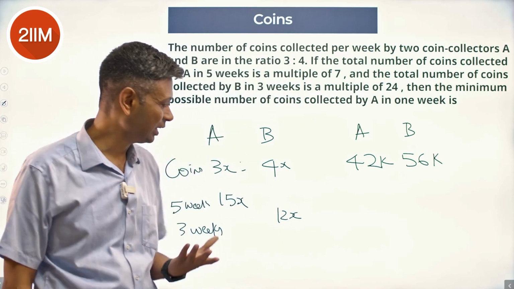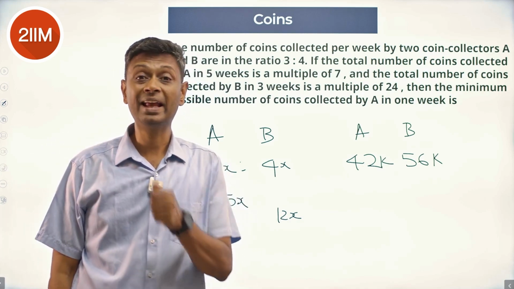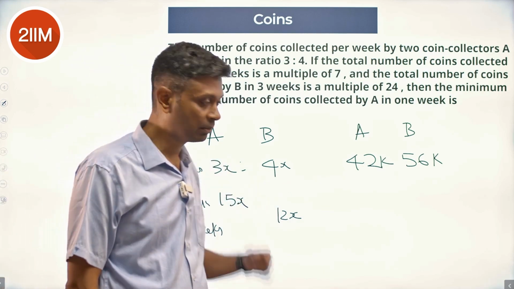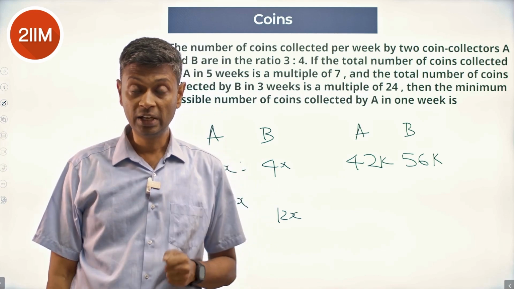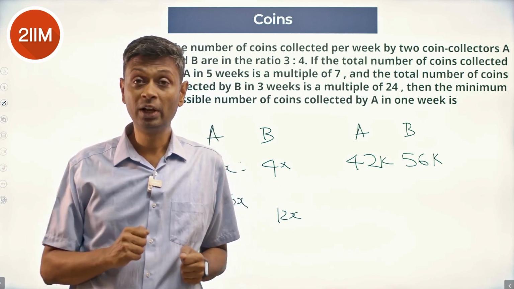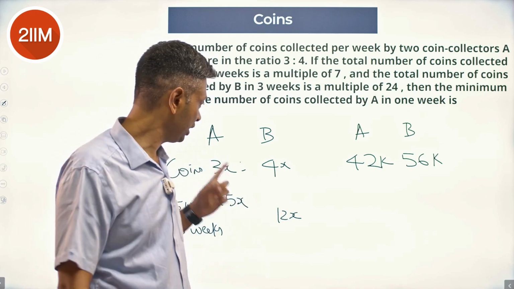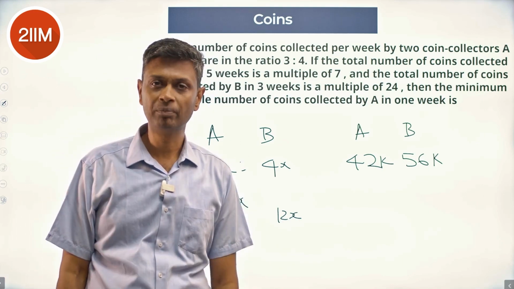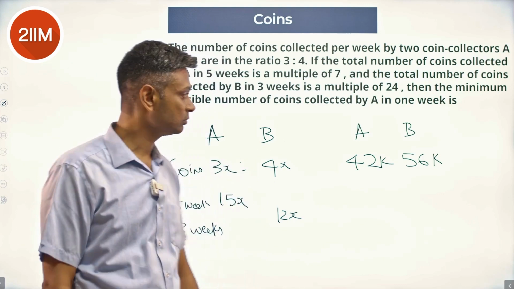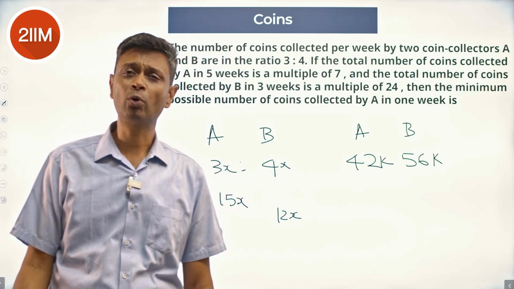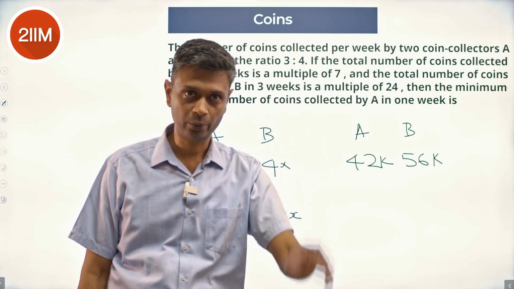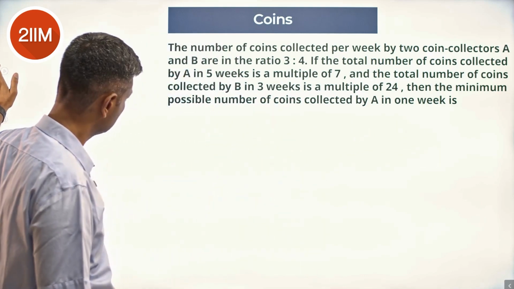What are we doing here? We're basically saying 15x is a multiple of 7, x is a multiple of 7. 12x is a multiple of 24, x is a multiple of 2. x is a multiple of 7 and a multiple of 2, x has to be a multiple of 14. So x can be written as 14k, 3x is 42k, 4x is 56k. What is the minimum number? 42k minimum can be 42 when k is 1. And that's what we're doing here.